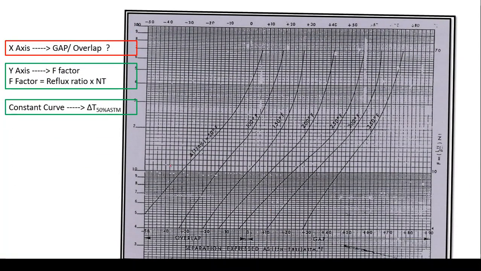This is a graph that I have already discussed. This F value has been calculated, this Y value has been calculated here. We want to find out the X value, which is the gap. The only thing left is the constant curves, that is delta T50. So in the next slides we are going to discuss how to calculate the delta T50, ASTM.